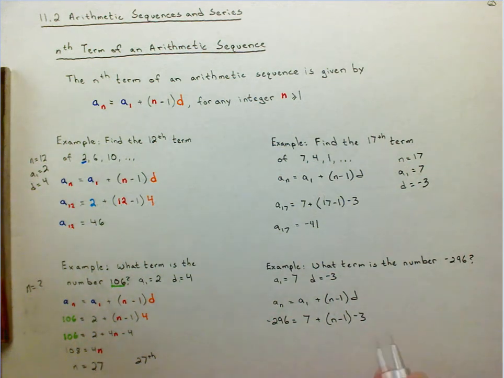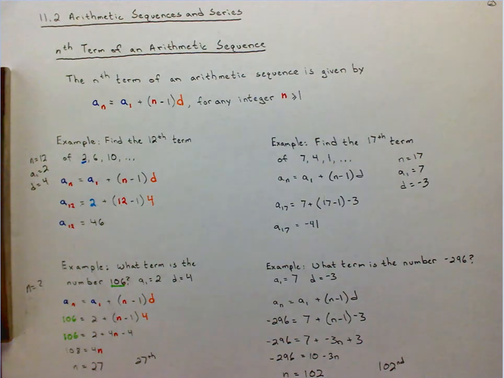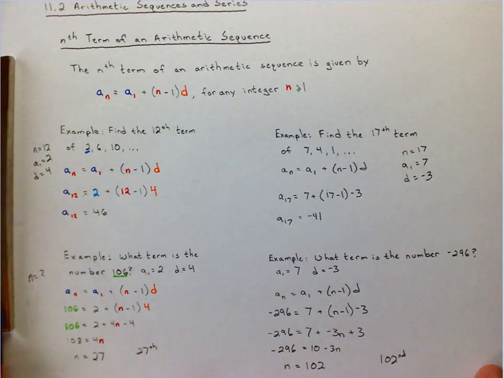So now I'm going to solve for n. So I have a negative 296 equals 7 plus a negative 3n plus 3. So a negative 296 equals 10 minus 3n. And with that, 286, n is going to be 102. So my 102nd term. Okay, guys, sorry about the mix-up with that.